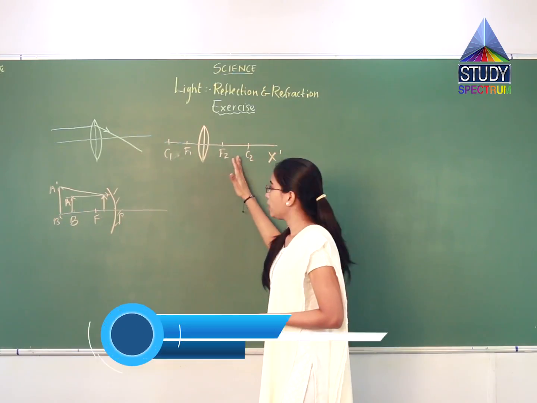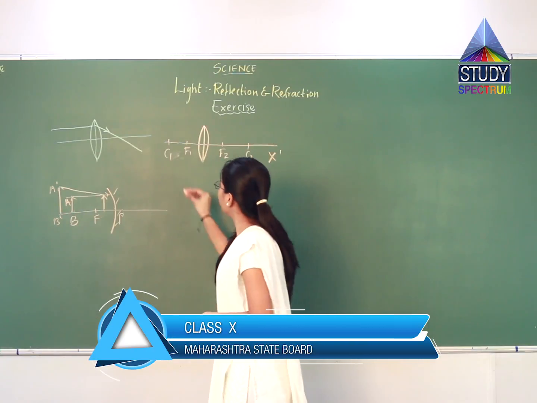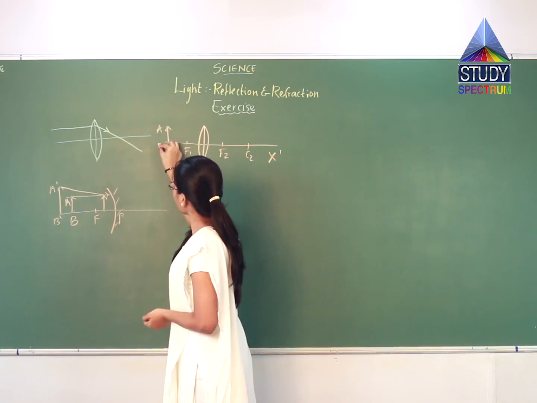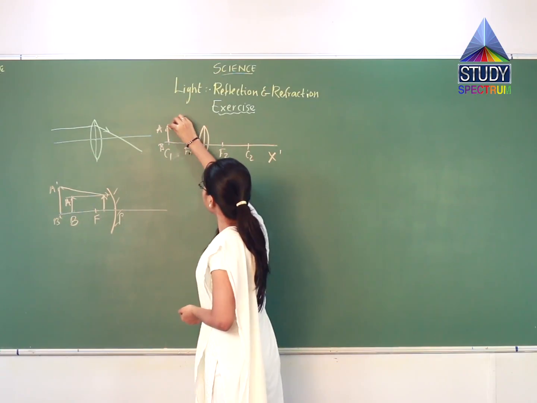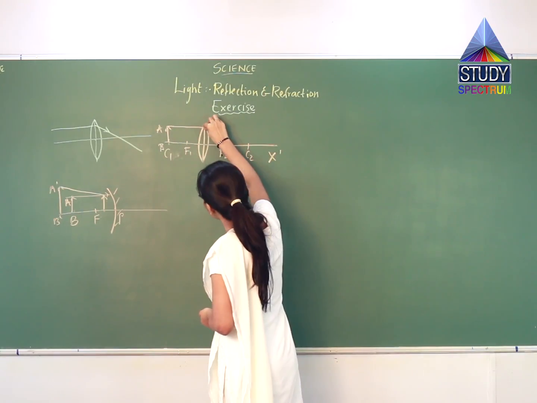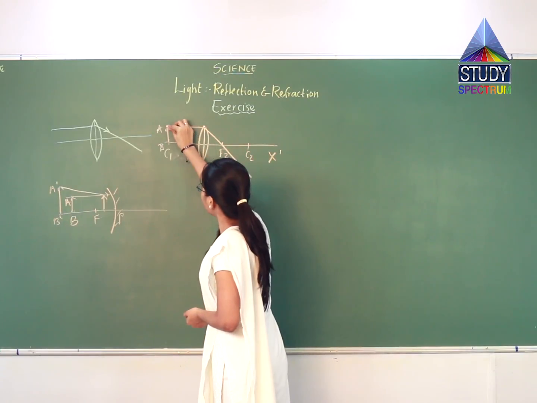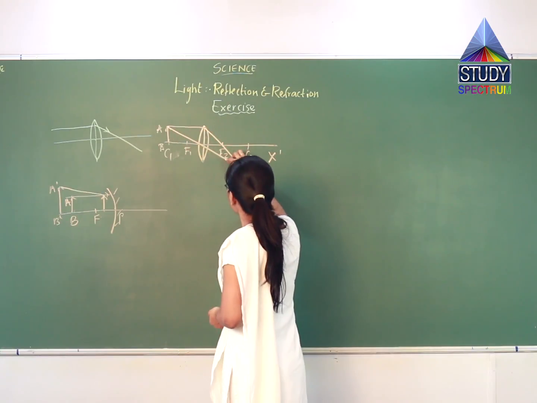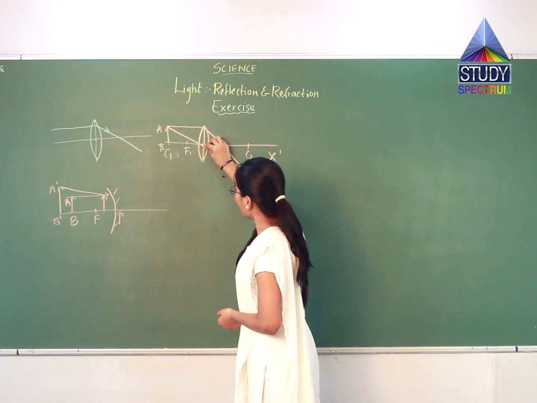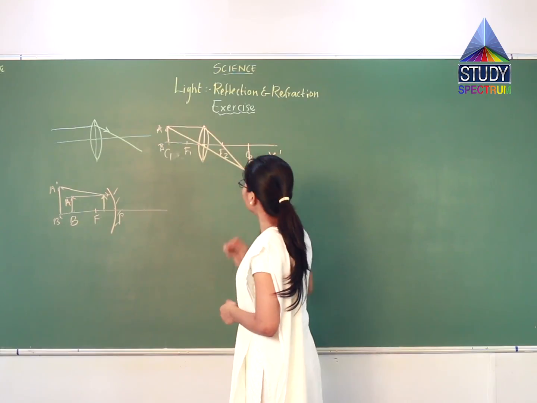Suppose these two are the foci and centers of curvature of the lens. Now we will place the object here. Suppose it is AB. Now accordingly we will draw the ray diagram. So you will find that one ray will pass through the focus and the other ray will pass through the center, meaning the optical center of the lens, and accordingly at C2 you will get the image.